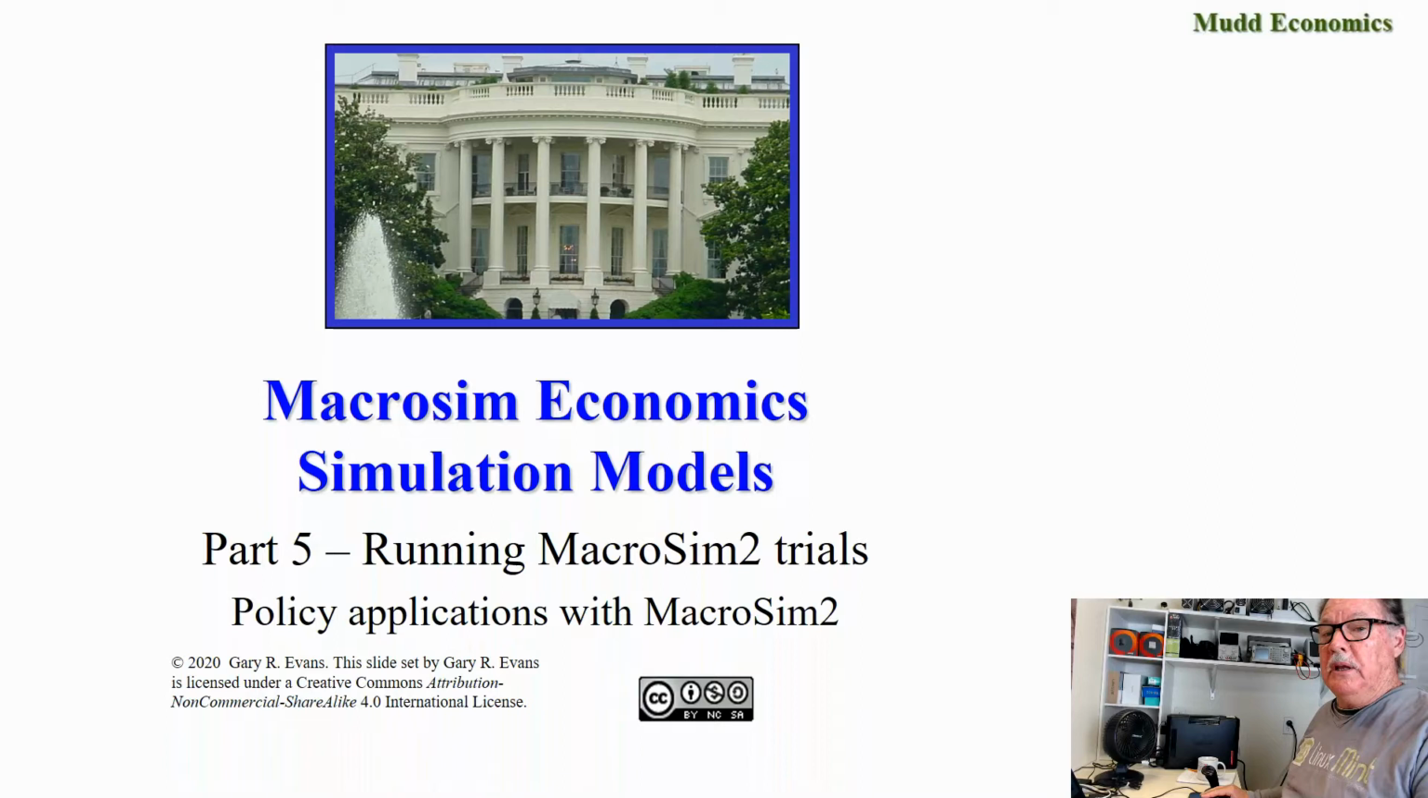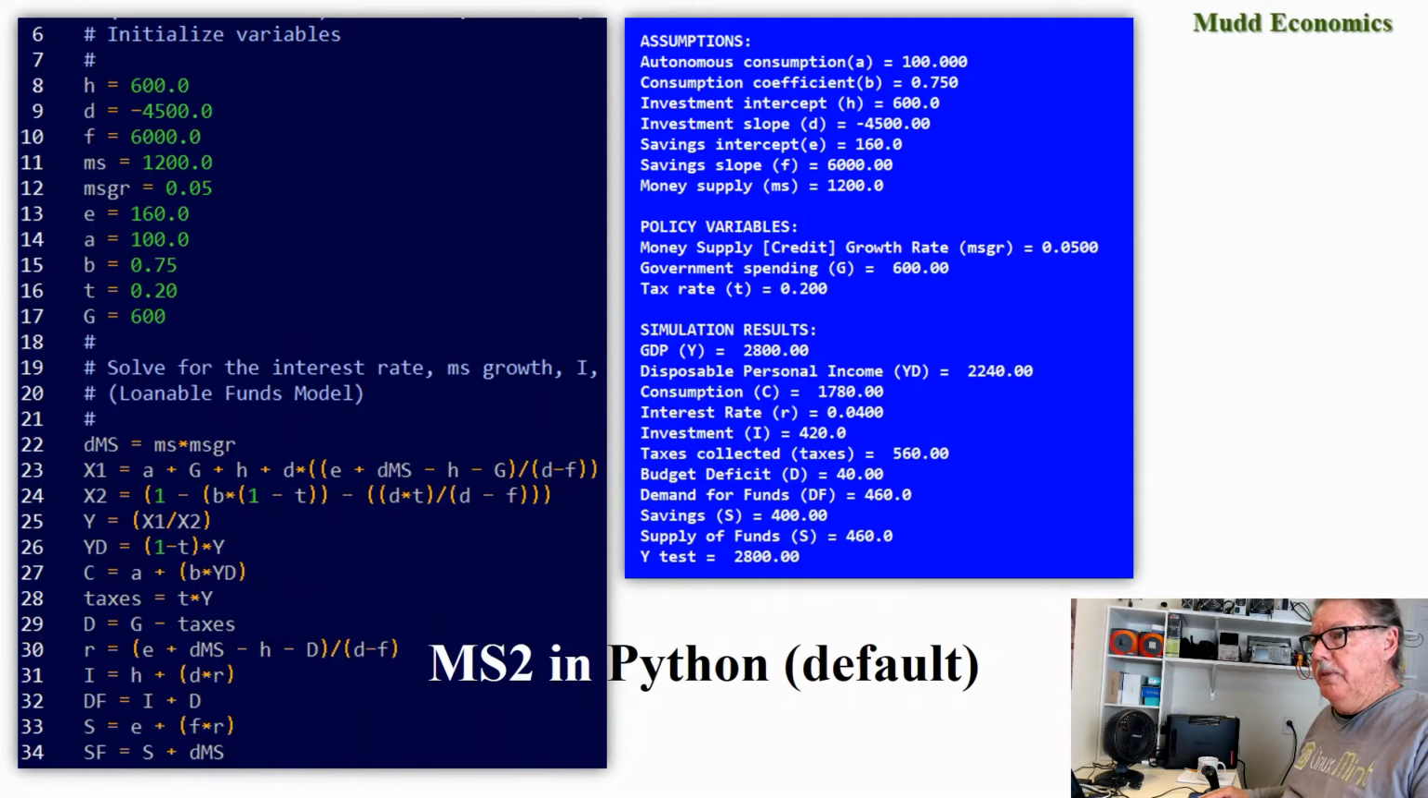Now this video will be a little bit longer than some of the others because we're going to try to do a lot here. Okay, now this is Macrosim 2 in Python. And this is the default. Let's make sure we understand the default. And you can, of course, again, look at the model itself. The link is in the first video. It's also on one of the class pages, the text page for the class.